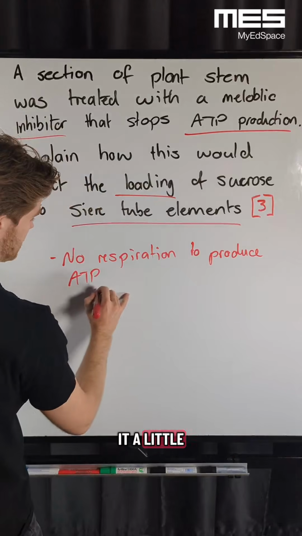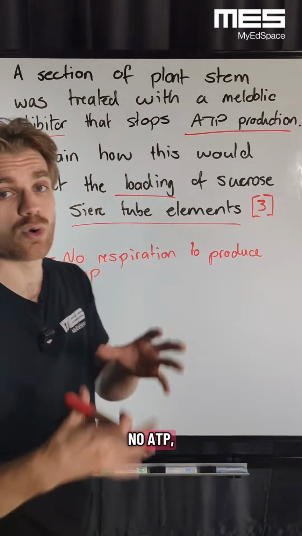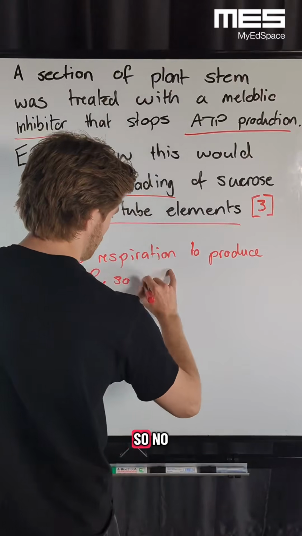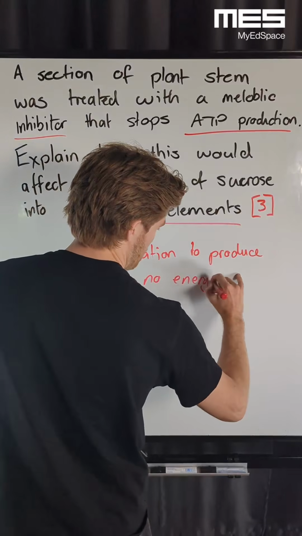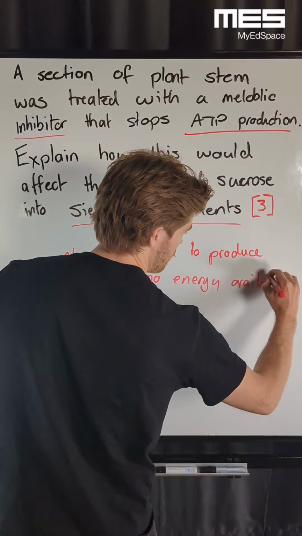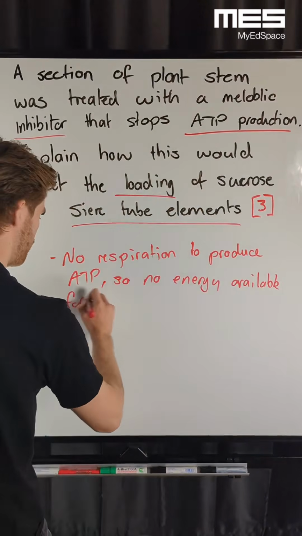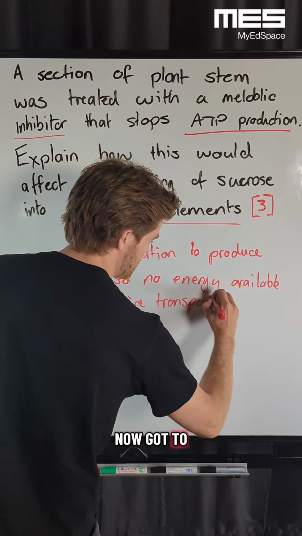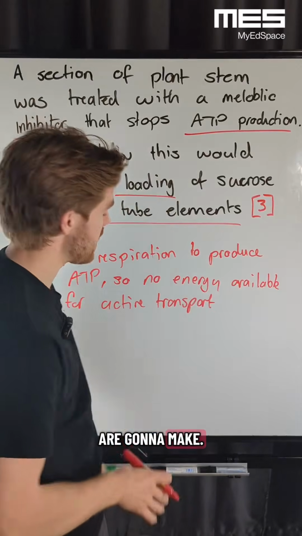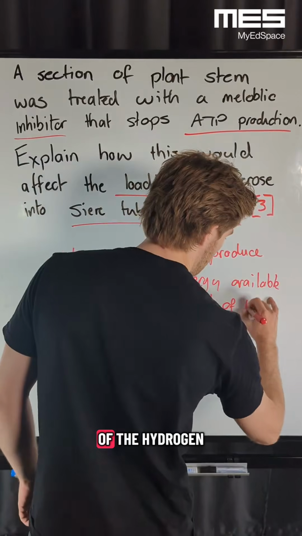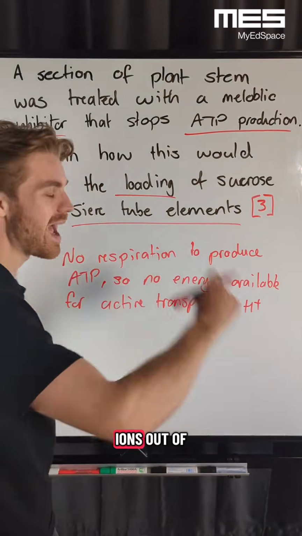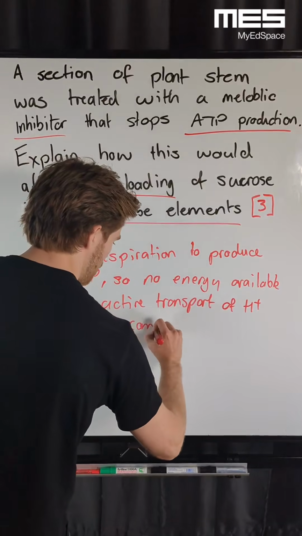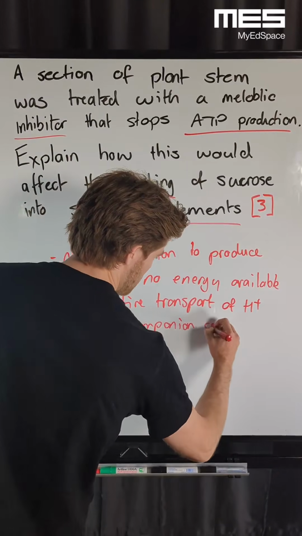But to take it a little step further, this means there's no energy from ATP for the active transport. So no energy available for the active transport, and this is where we've now got to be specific, and the mistake that most people are going to make: the active transport of the hydrogen ions out of the companion cell. So out of the companion cell.